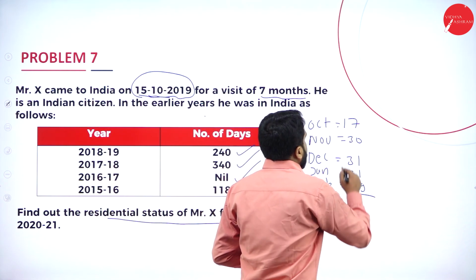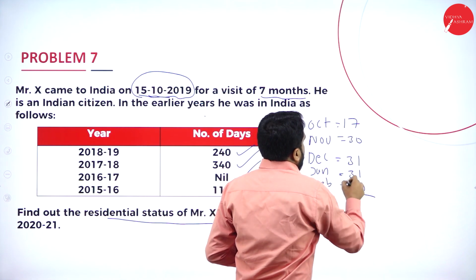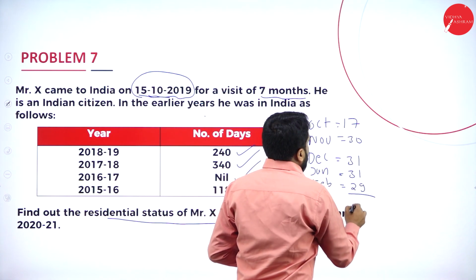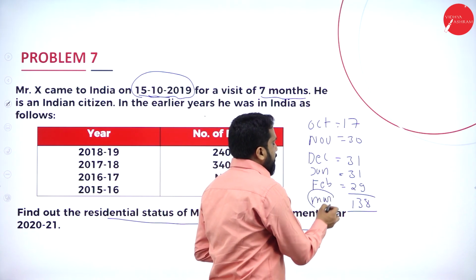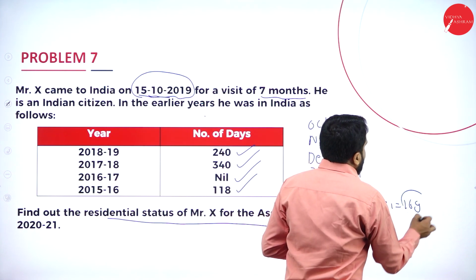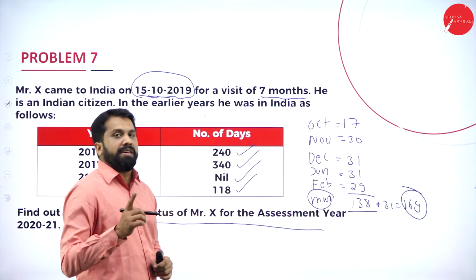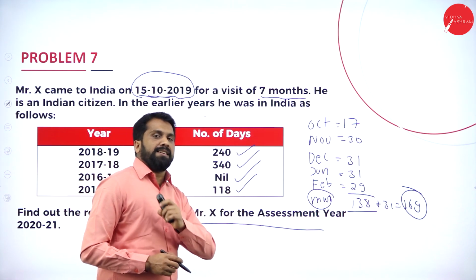Now add everything: 17 plus 30 is 47, plus 31 is 78, plus 31 is 109, plus 29 is 138. We have not considered March, so add March also, 31. You will get 169 days. How many days was he in India? He was in India for 169 days.